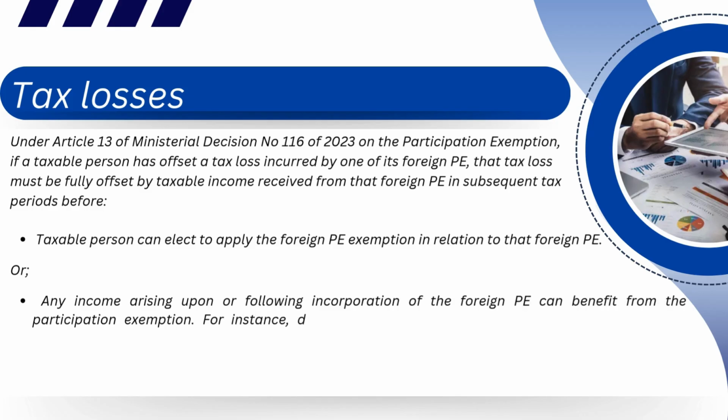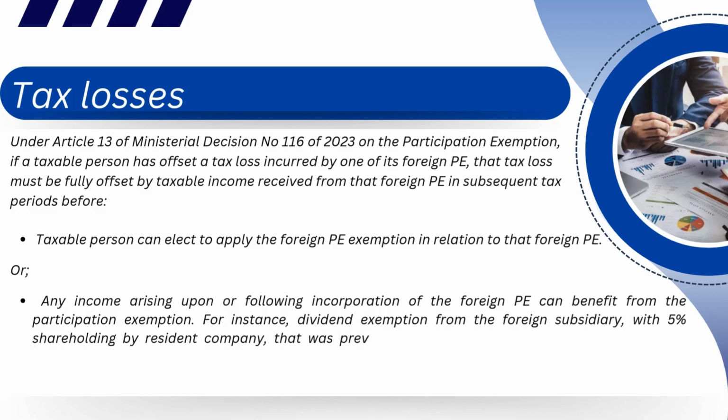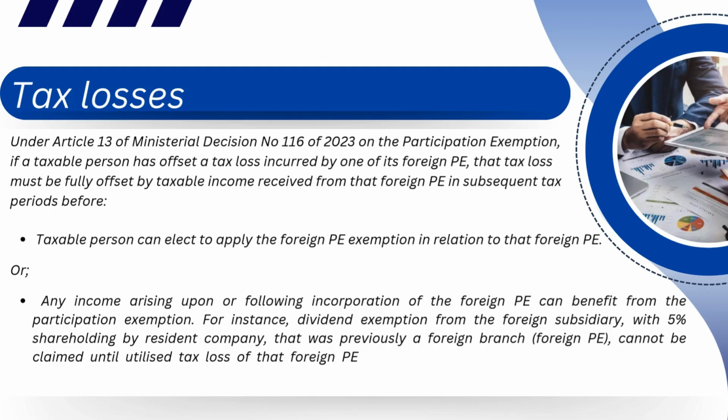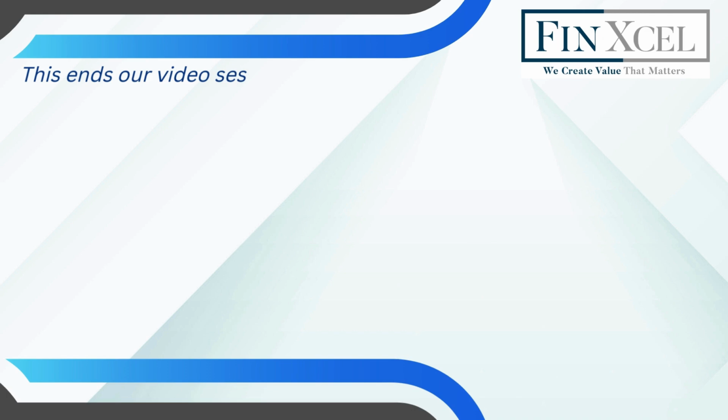For instance, the dividend exemption from a foreign subsidiary, with 5% shareholding by the resident company, that was previously a foreign branch, foreign PE, cannot be claimed until the utilized tax loss of that foreign PE is offset against its taxable income received by the resident company. This ends our video session.